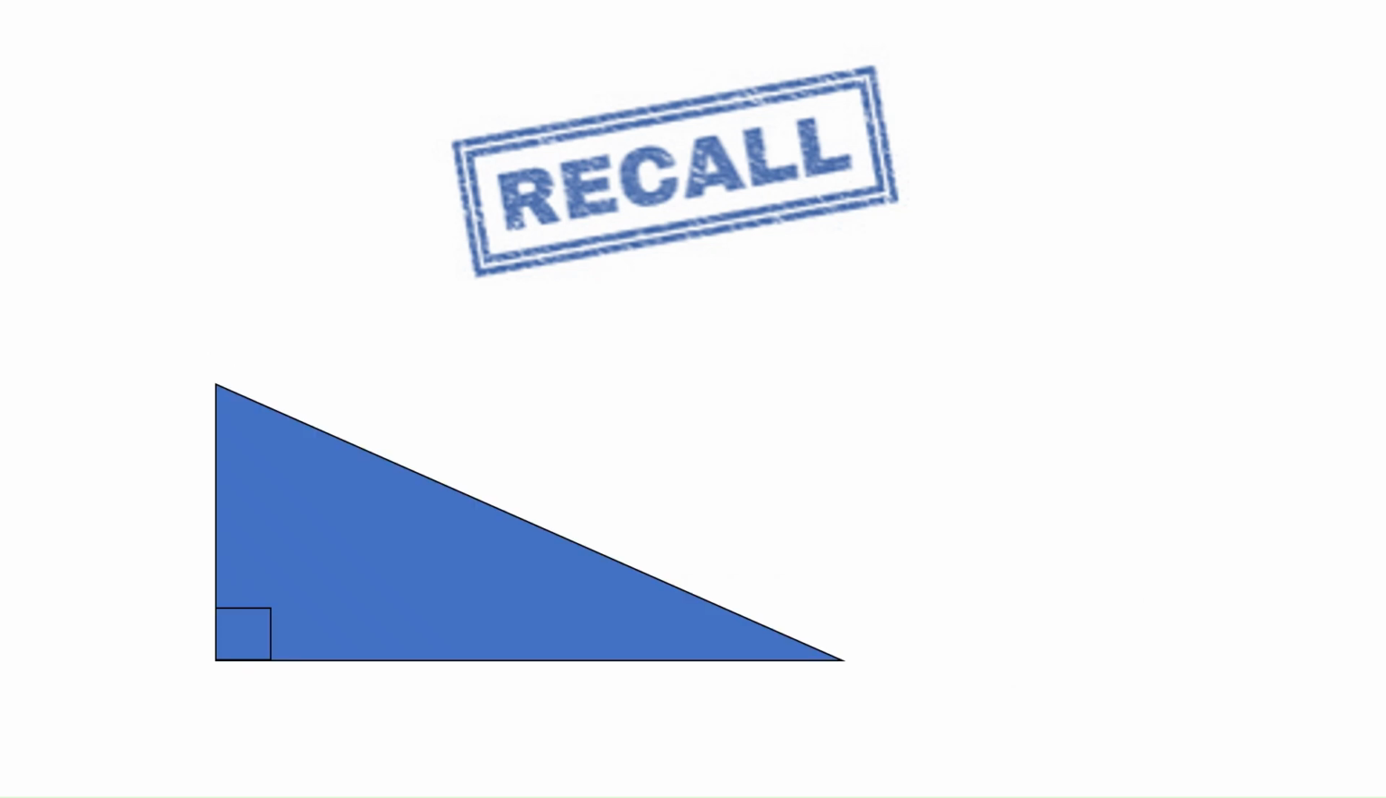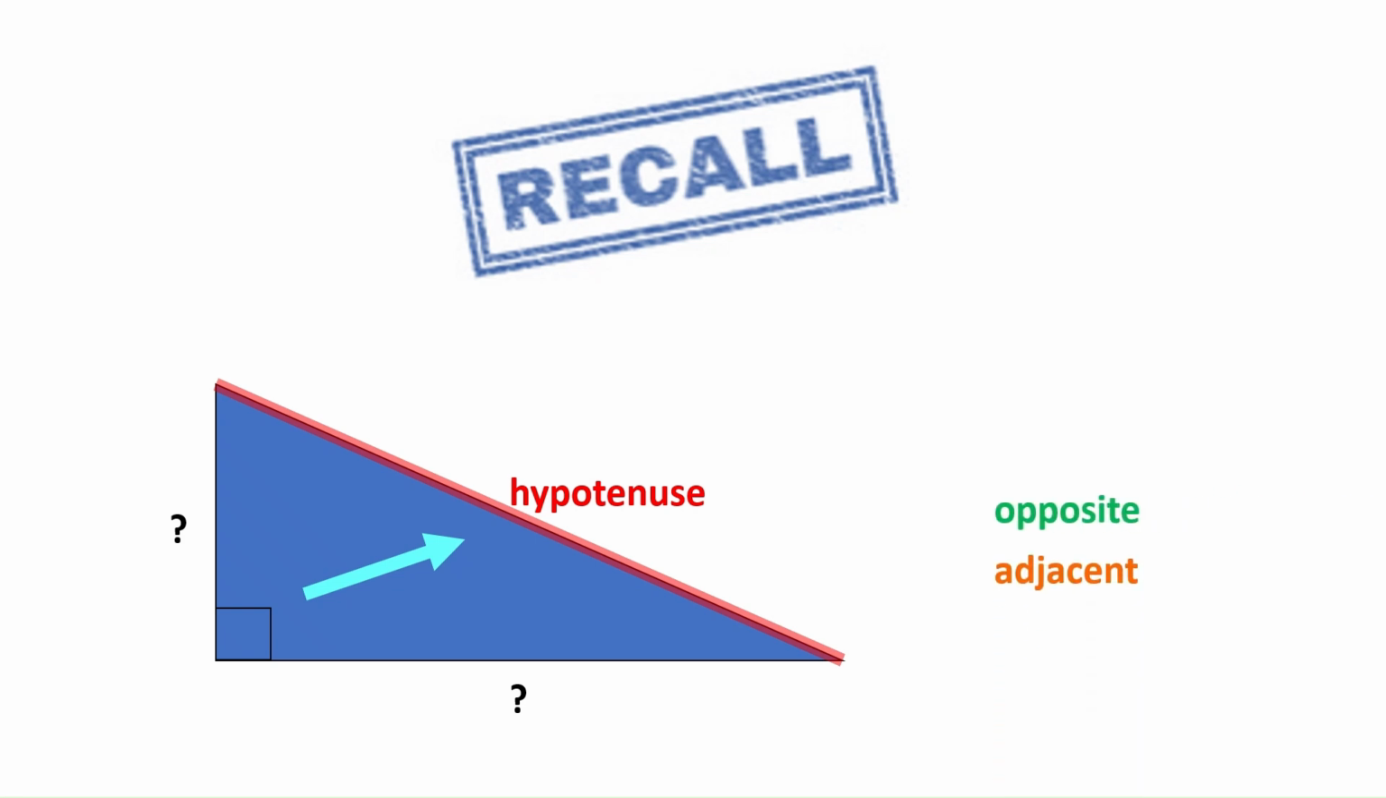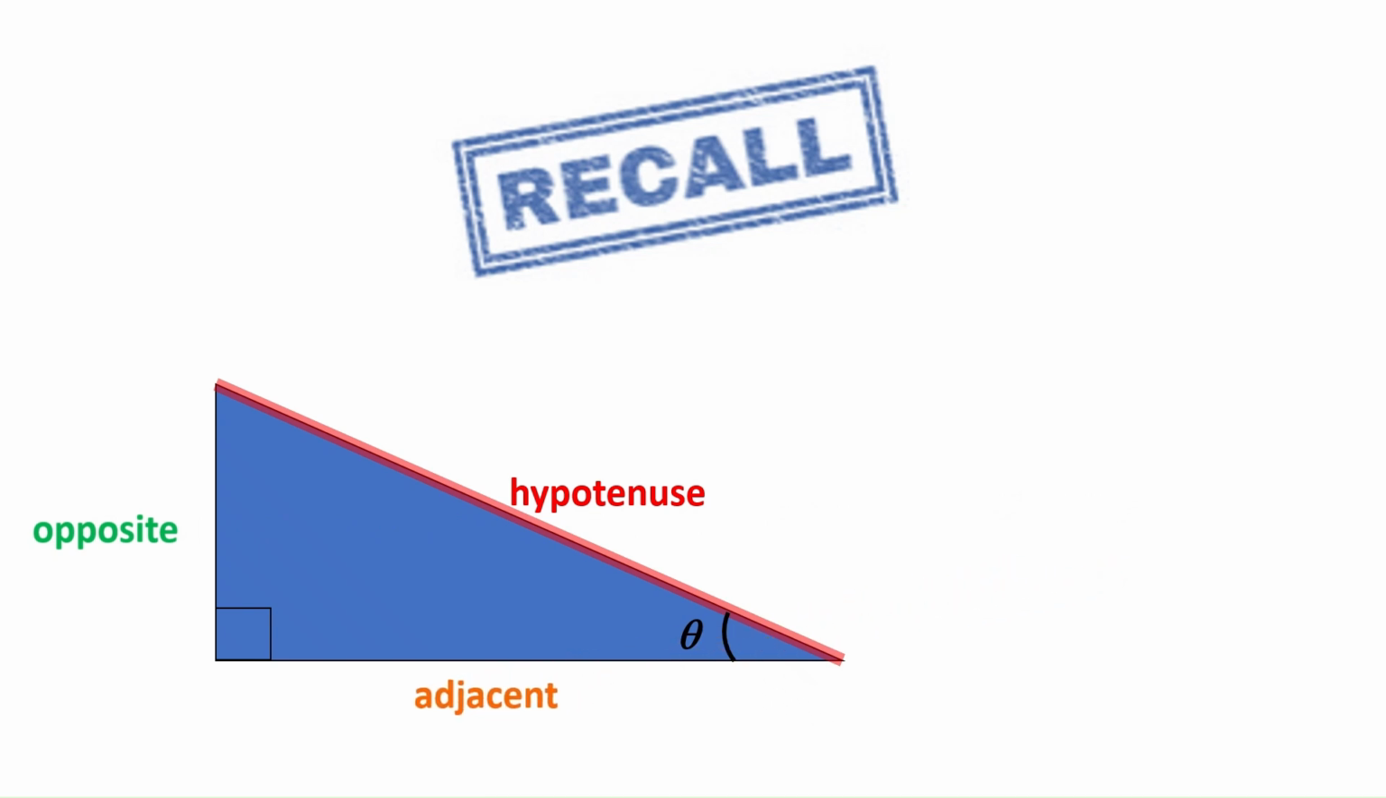You have also learned that in a right-angled triangle, the longer side opposite the right angle is called the hypotenuse. The other two sides are the opposite side and the adjacent side. But to determine which is which, we will need a reference angle. With reference to the angle theta, the opposite side is here. And with reference to the angle theta, the adjacent side is here. If the reference angle is over here, then the opposite side is here and the adjacent side is here.